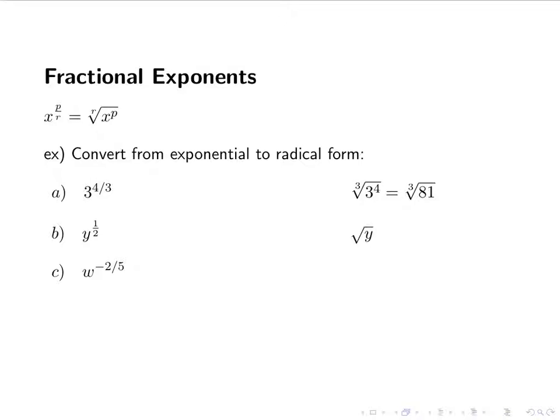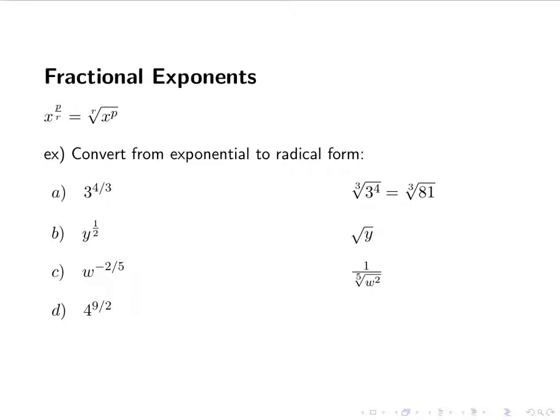W to the -2/5. So here our numerator is 2, so we're going to have w squared. The denominator is 5, so we're going to have the 5th root. But remember, the negative exponent means that we're going to flip it or take the reciprocal. So we're going to end up with 1 over the 5th root of w squared. This is the same thing as the 5th root of 1 over w squared. The 5th root of 1, however, is 1, so I can take that out of the 5th root. So I can put the fraction inside of the root or put the root inside of the fraction, and because it's a 1, it's not going to make a difference.